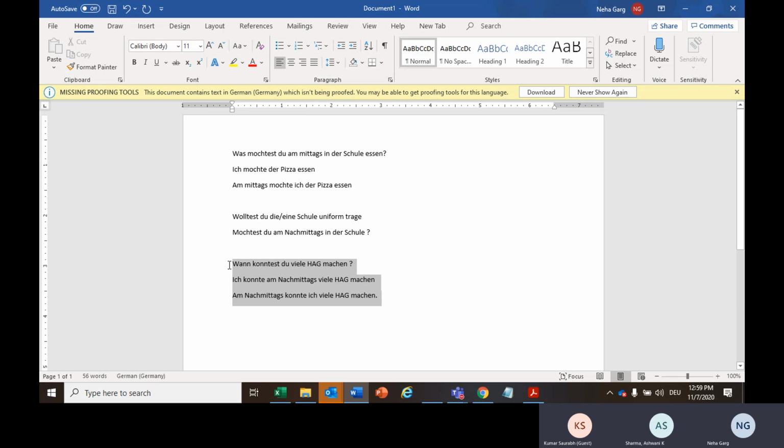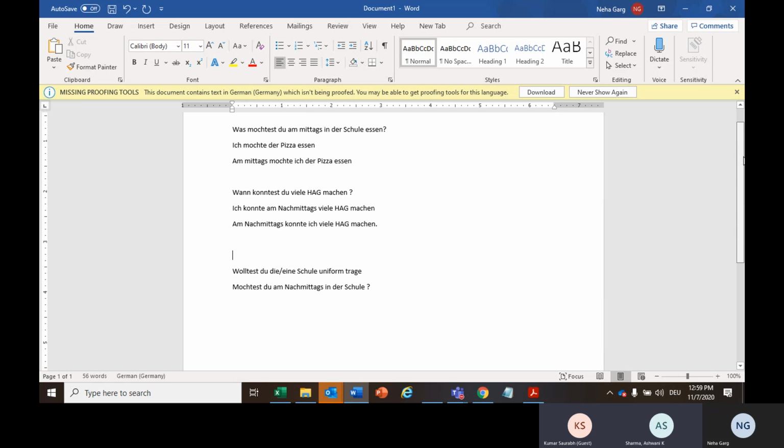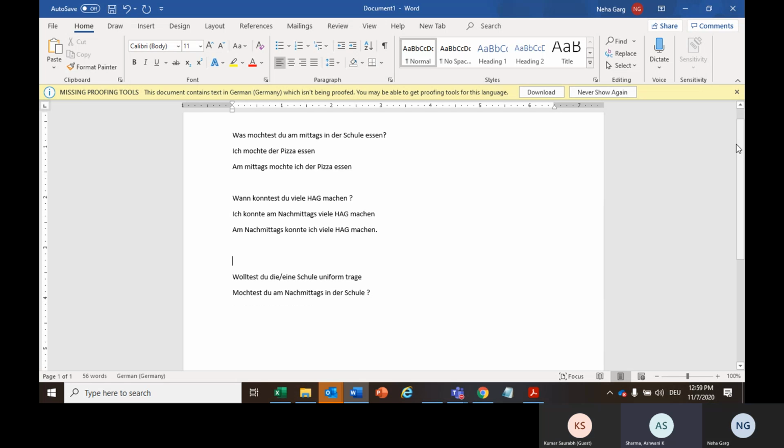Möchtest du am Nachmittag in der Schule sein? So, I think we have done this question, right? We have written the question. We haven't answered this. So here you can also add sein. Möchtest du am Nachmittag in der Schule sein? Like, would you like to be in the school in the daytime?